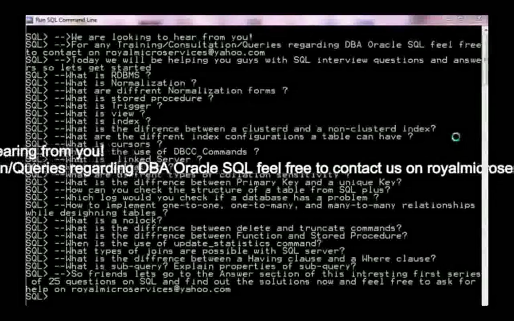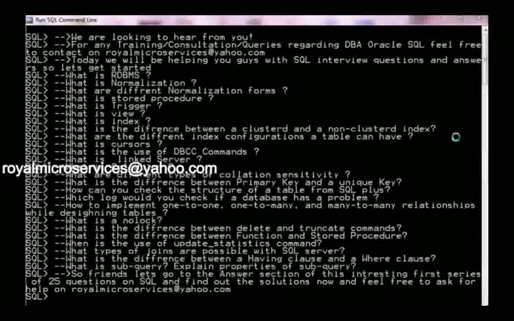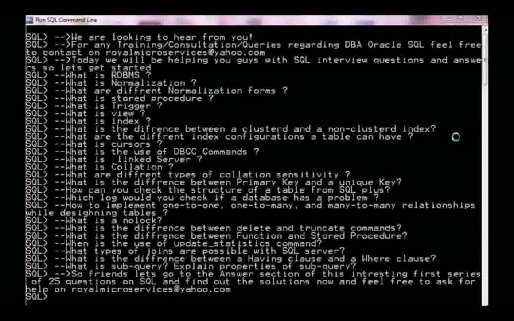So let's get started. What is RDBMS? Relational Database Management Systems. RDBMS are database management systems that maintain data records and indices in tables. Relationships may be created and maintained across and among data and tables. In a relational database, relationships between data items are expressed by means of tables.